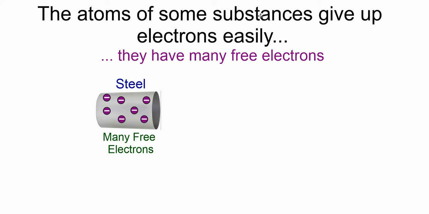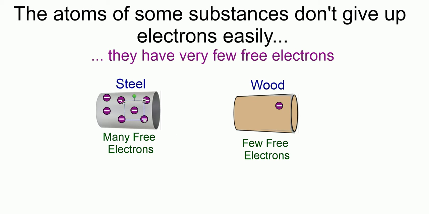The atoms of some substances give up electrons easily. They have many free electrons. Here's steel. It's true of all metals, pretty much. Steel has all these electrons. These are all free electrons. They're roaming around inside of steel. Many free electrons in steel. How about wood, though, do you think? Wood has very few, if any. The electrons just don't move around much in here. So wood has very few free electrons.